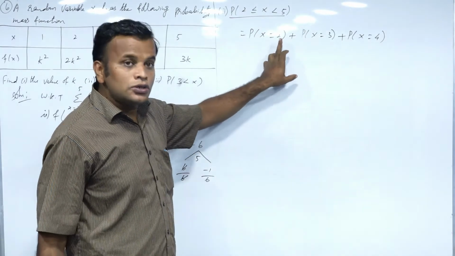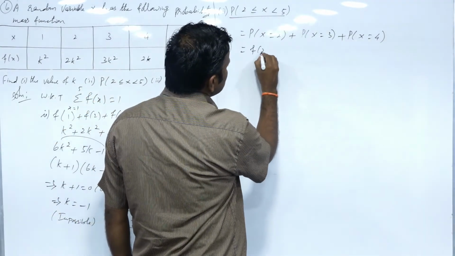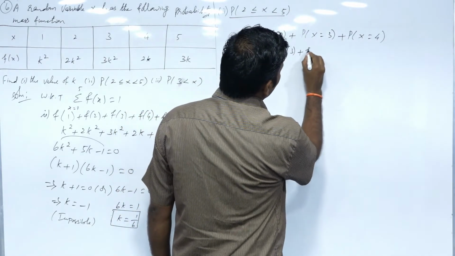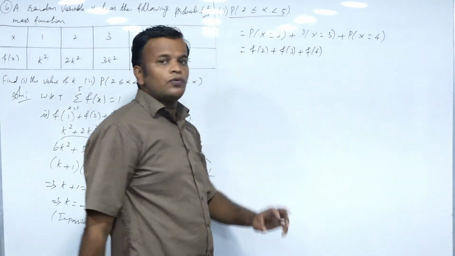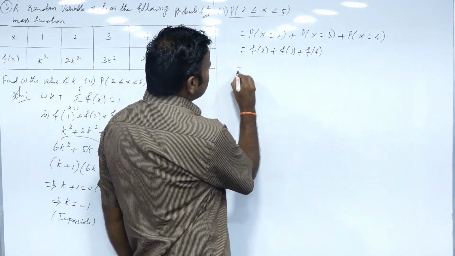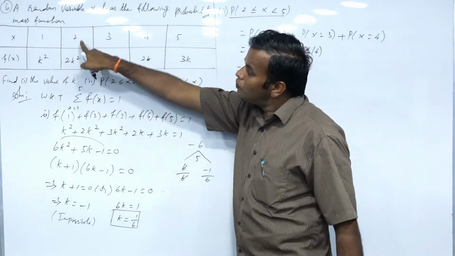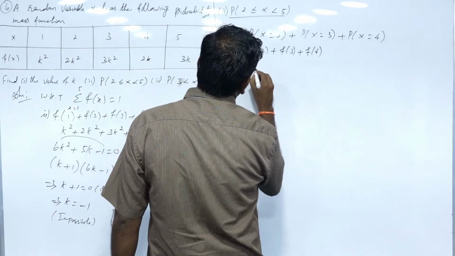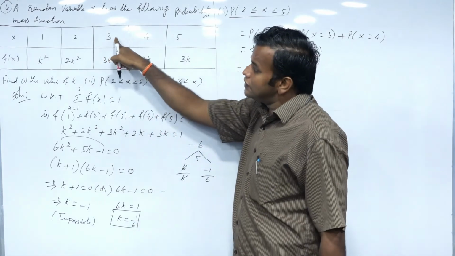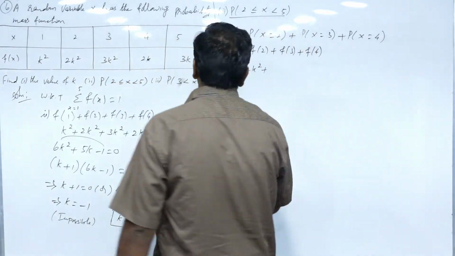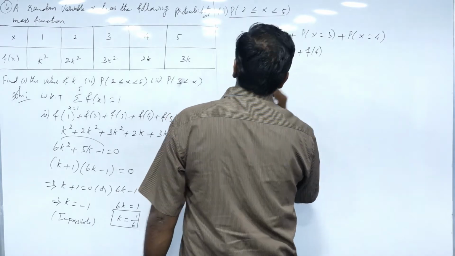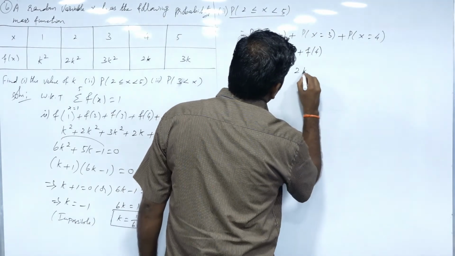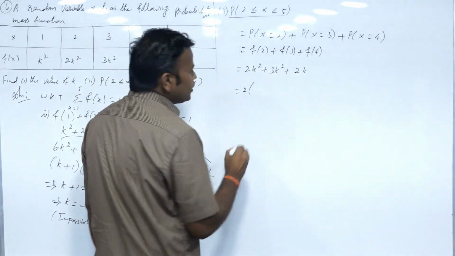So P of x is equal to 2. For understanding, I write P of x is equal to 2 means f of 2. P of x is equal to 3 means f of 3. And that means f of 4. So what is the value of f of 2? The value of f of 2 is given. When x is 2, f of 2 value is 2k square. So 2k square, plus f of 3, when x is 3, f of 3 value is 3k square, plus f of 4, that value is 2k. We already found the value of k.